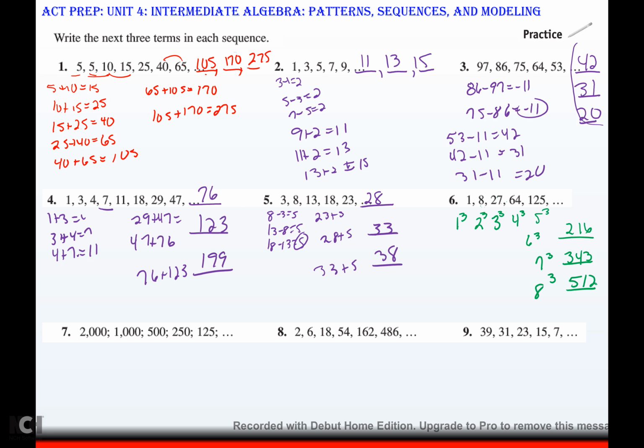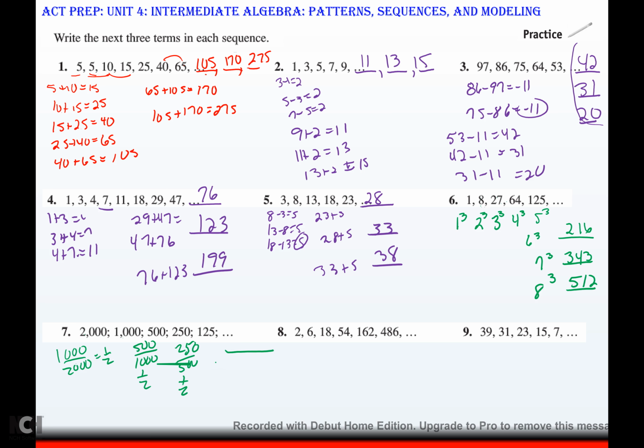Okay? All right, on this one, if I try arithmetic, 1,000 minus 2,000 would be negative 1,000. 500 minus 1,000 would be minus 500, so it's not arithmetic. Try geometric. 1,000 divided by 2,000 would be 1/2. 500 divided by 1,000 would be 1/2. 250 divided by 500 would be 1/2. So my common ratio is 1/2, or, if you will, dividing by 2.